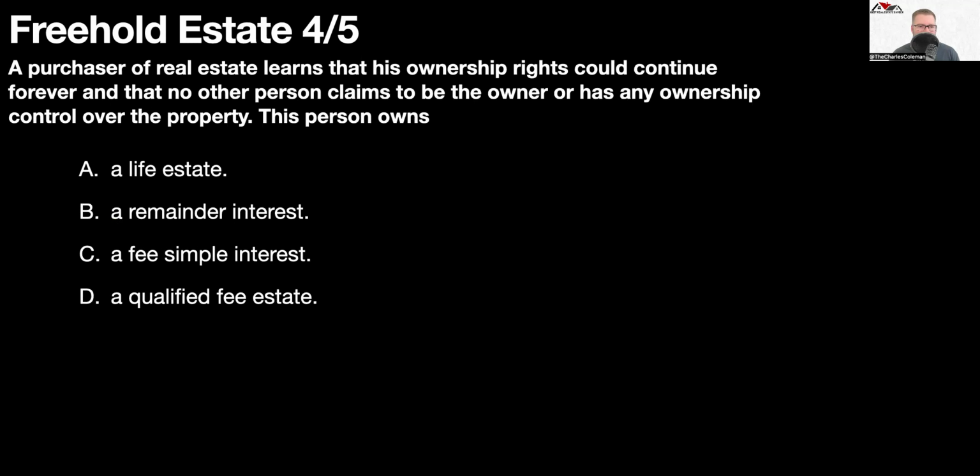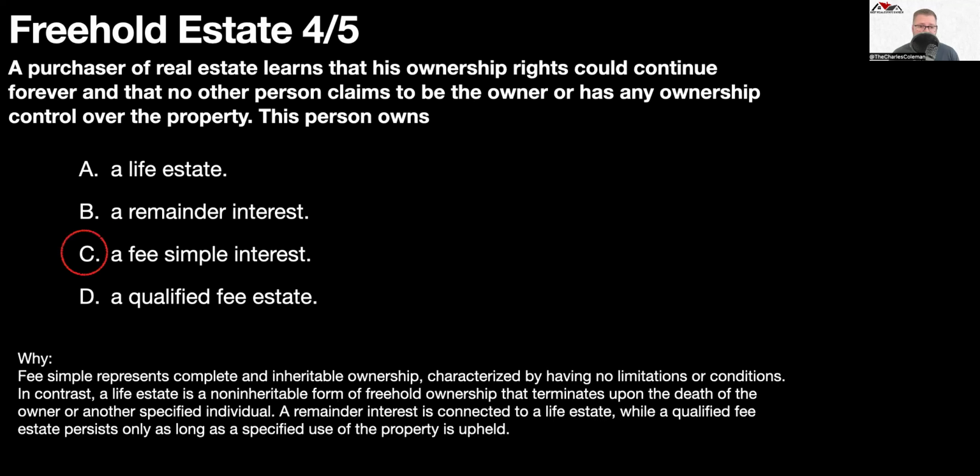Question number 4: a purchaser of real estate learns that his ownership rights could continue forever and that no other person claims to be the owner or has any ownership control over the property. This person owns a fee simple interest. Fee simple represents complete and inheritable ownership, characterized by having no limitations or conditions.